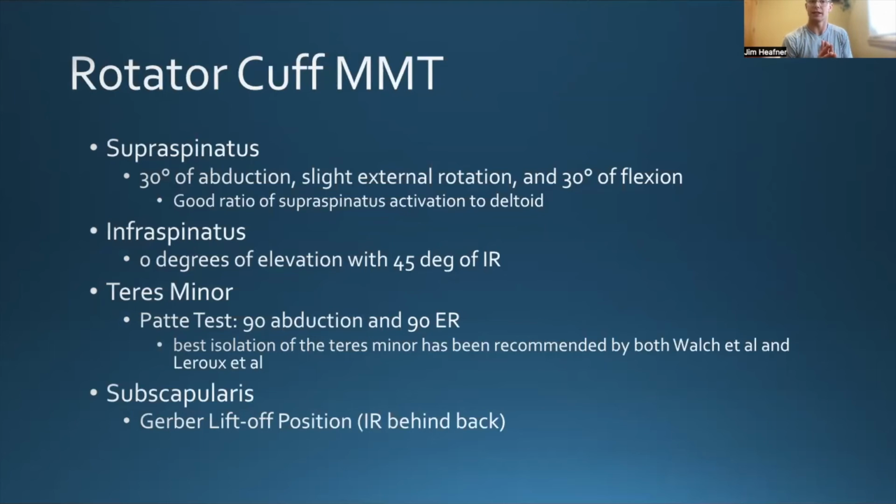Rotator cuff manual muscle testing. To test for the supraspinatus, we're going to put the arm in 30 degrees of abduction, slight external rotation, and then 30 degrees of flexion as well. So as we're here, we're going to assess the strength and the function of how well you can hold the shoulder in that position. For the infraspinatus test, 0 degrees of elevation with 45 degrees of internal rotation. So you put them there, and then we assess how strong the body is against external rotation resistance.